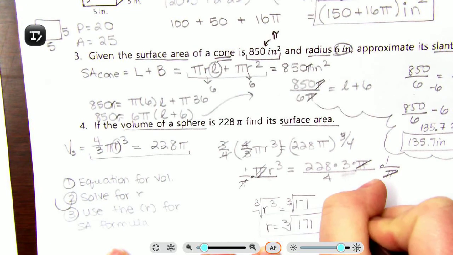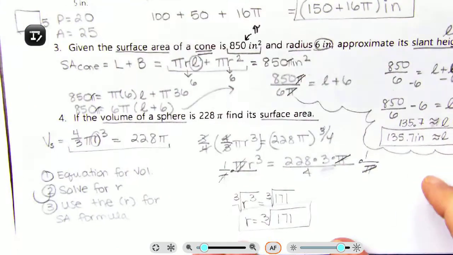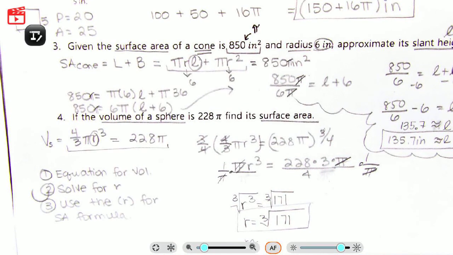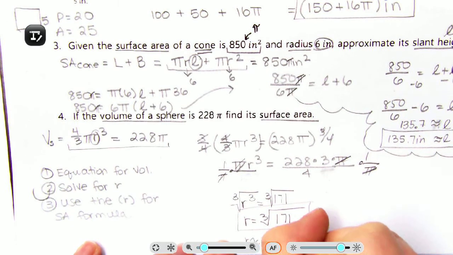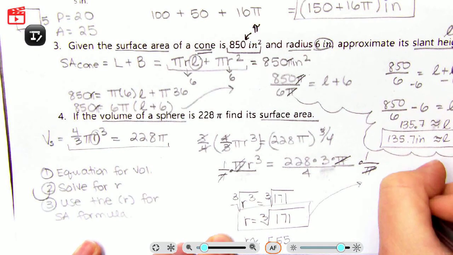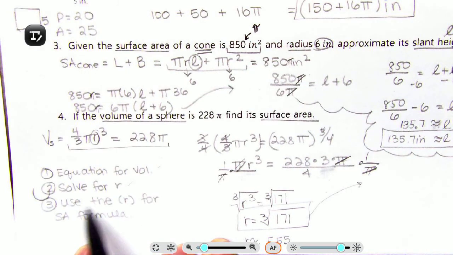Now, if we are asking for exact answers, you want to leave this in exact form. If not, you can approximate that. So the cube root of 171 is, whoa, that gave me something that shouldn't give me. About 5.55. But we're going to use the exact form. So then we solved for r. We got our radius, so use the radius for the surface area formula.